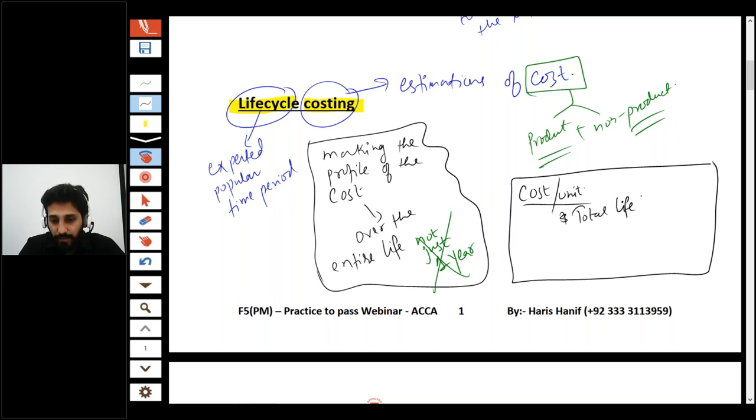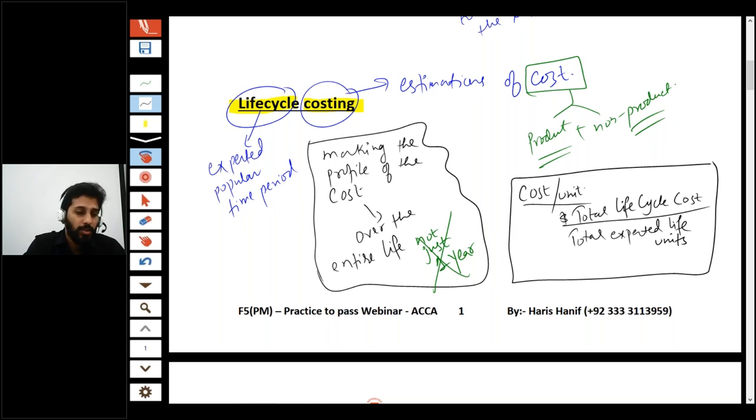Total life cost divided by total expected life units. Total expected life cycle units, right? So this is total life cycle cost over total expected life units. This is the way to calculate the cost per unit in a life, right?